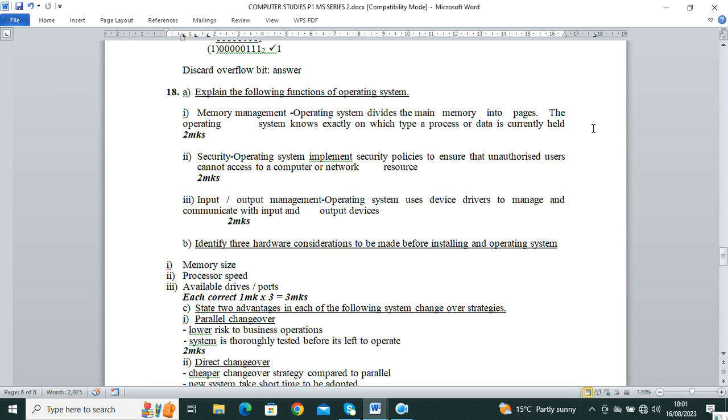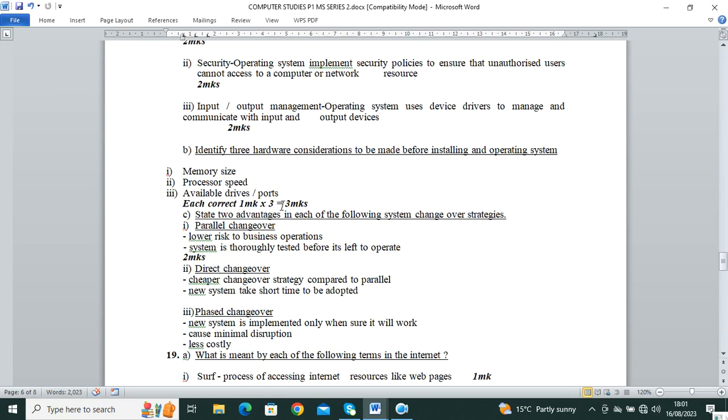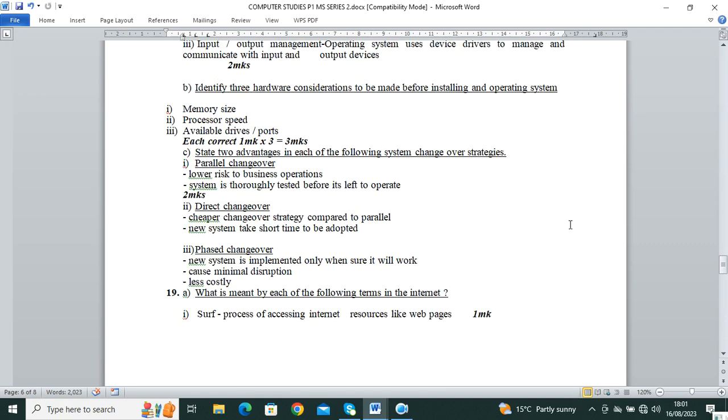Security: the operating system implements security policies to ensure that unauthorized users cannot access a computer network resource. I/O or input-output management: the OS uses device drivers to manage and communicate with the I/O or input-output devices. Then we have part B.